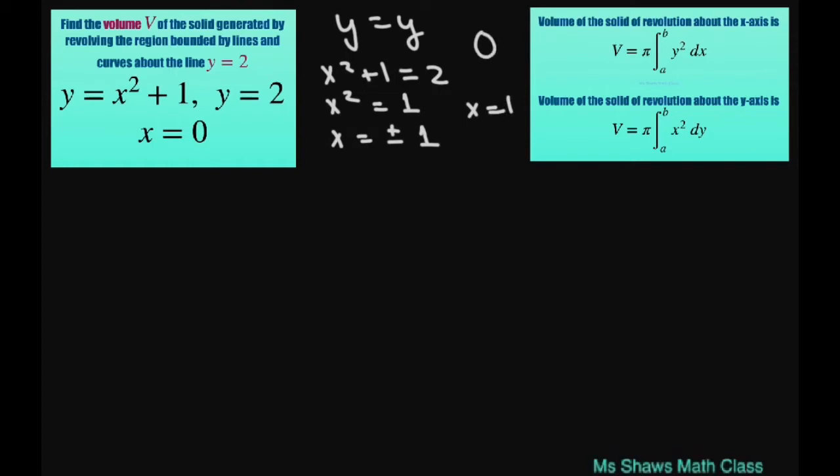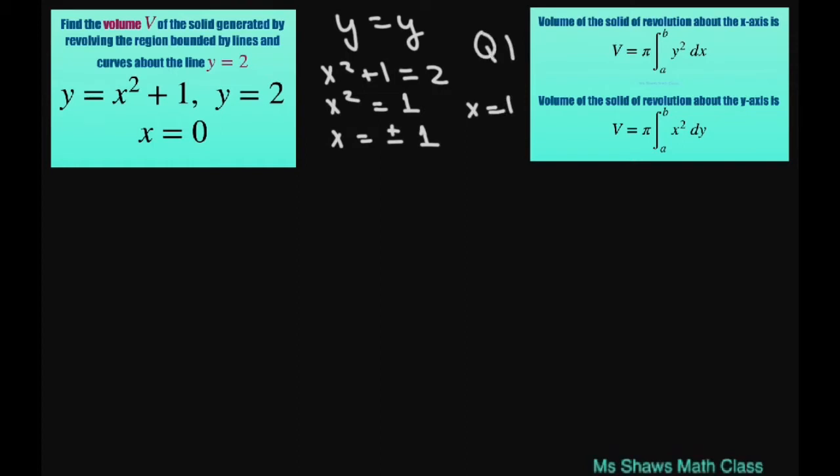So let's find the intersection points. If we do that, we're going to set y equal to y. So we have x squared plus 1 equals 2, or x squared equals 1. So x equals plus or minus 1. We're only going to take the positive 1 because we're in quadrant 1.